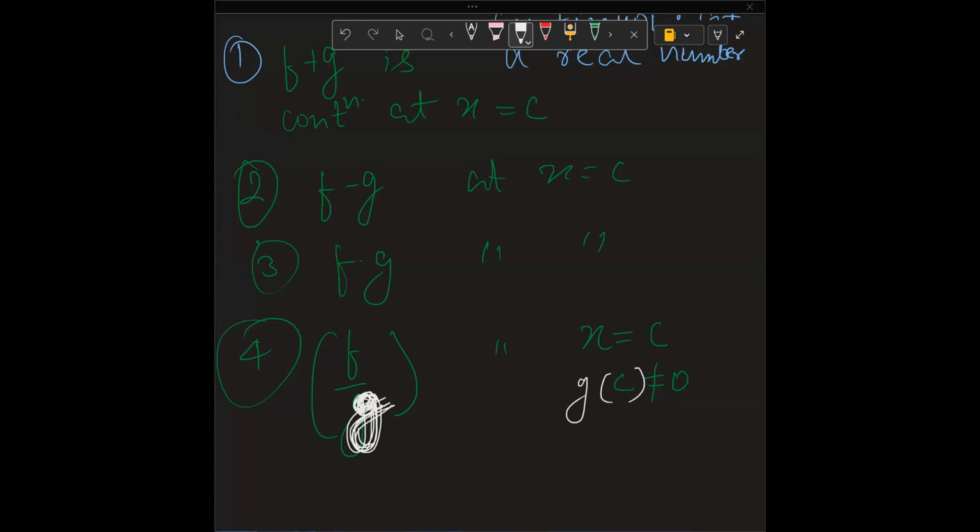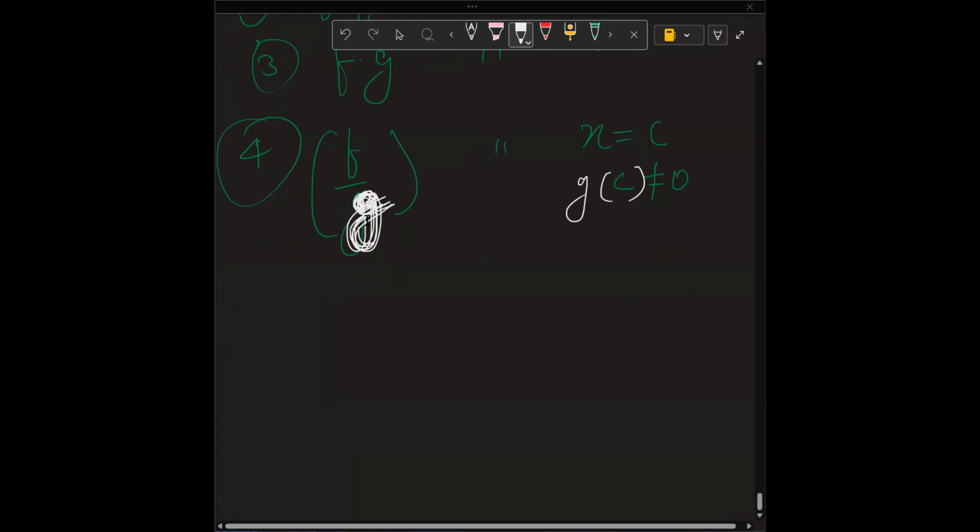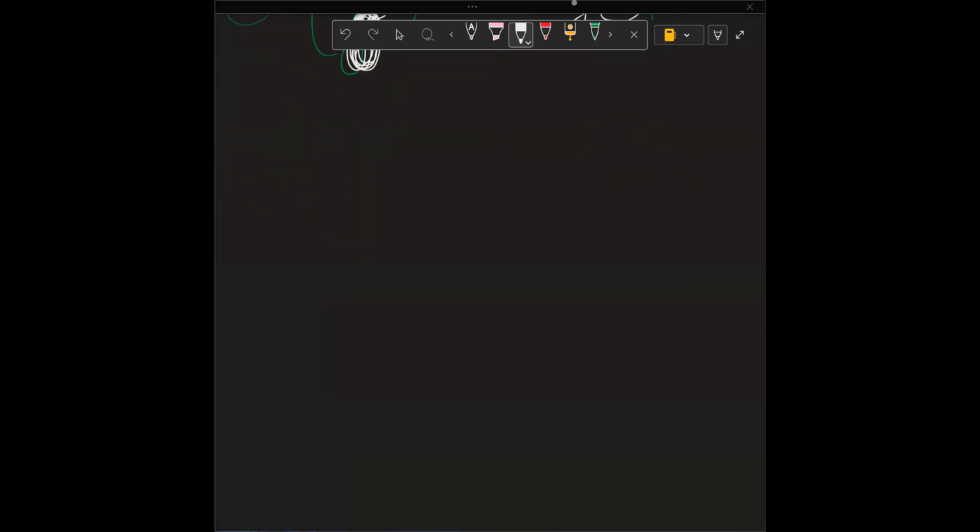The function is not continuous at x equals 5? Okay, so not continuous. Both of you are getting not continuous. Let us see.